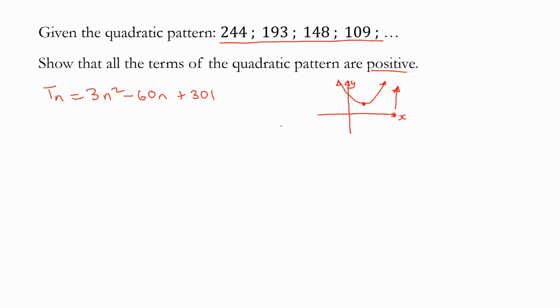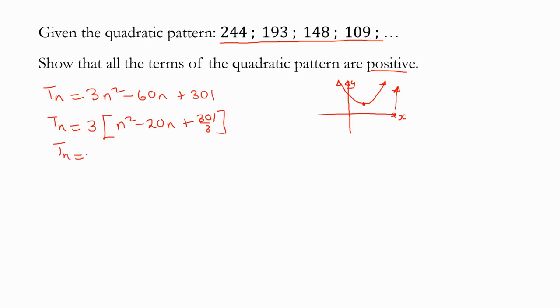We use completing the square. So let's do that, complete the square. Tn is equal to, so the coefficient of n squared is 3, so we have to factor it out first. So it's going to be 3 outside, and then we have n squared minus 20n plus 301 divided by 3. And then we complete the square, what is inside here. We deal with what is inside the square bracket.